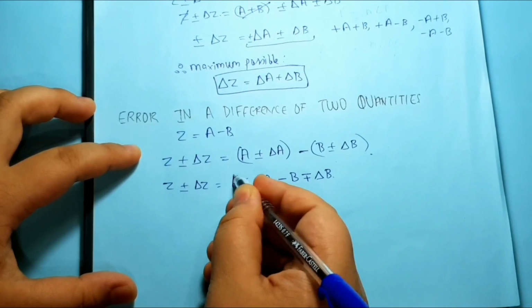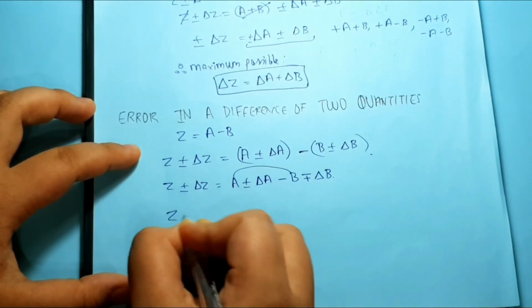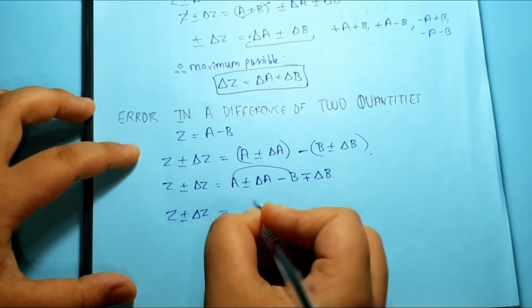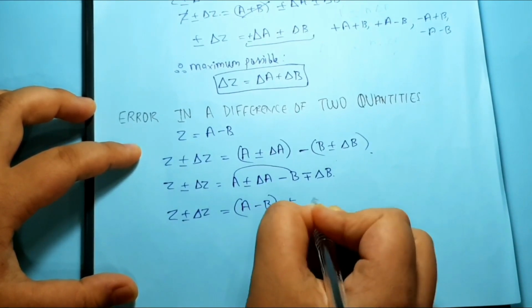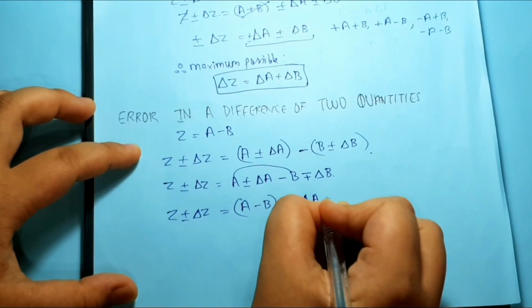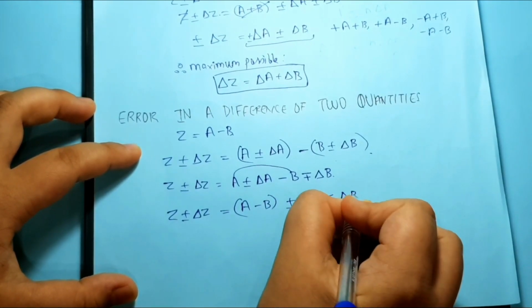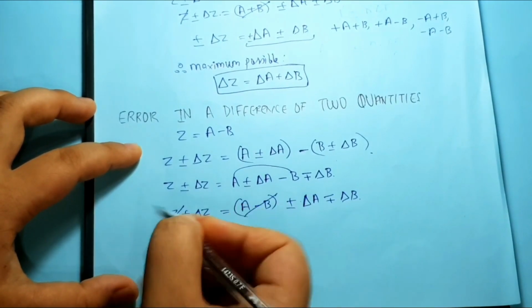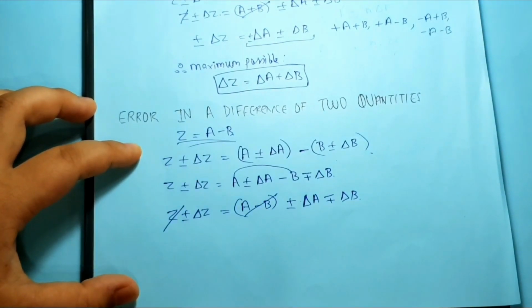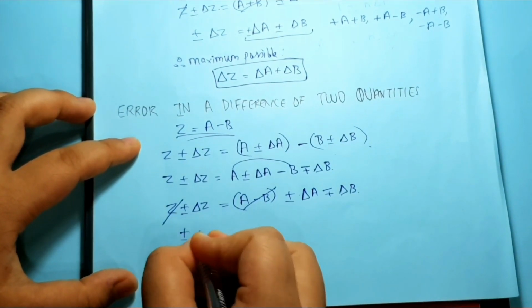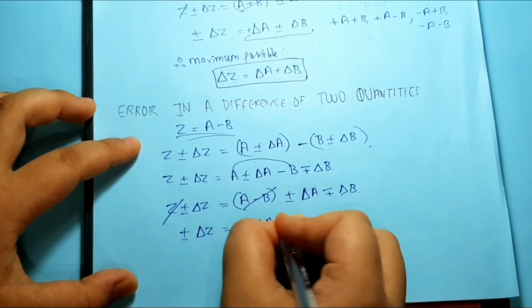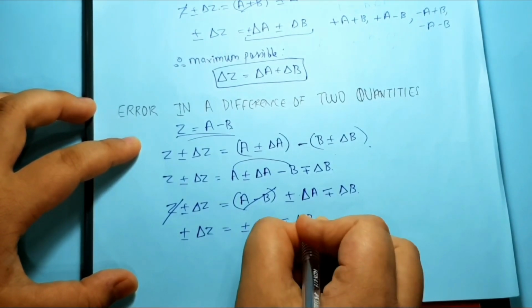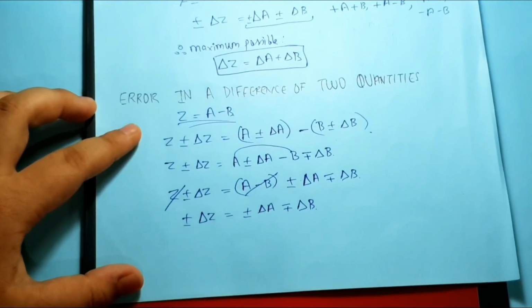Similarly, as to group these two things, how you group for the other one becomes z plus or minus delta z is equal to a minus b, plus or minus delta a, minus or plus delta b. Okay, you can cancel this because they mean the same thing we have shown already here. Great. Now what is left with us is delta z, plus or minus delta a, minus or plus delta b. Now similarly, we need to find the maximum possible error, isn't it?